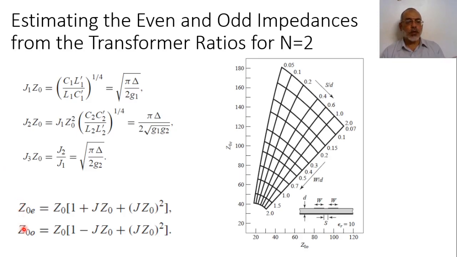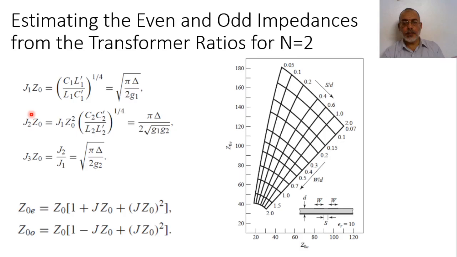From the even impedance and odd impedance, according to their values, we find the intersection point, and from the intersection point, we find the value of the spacing S and the value of the width W. So for each inverter, we are going to determine the value of W and S, which gives the inversion ratio of such inverter. Now, by cascading such coupled transmission line sections, we obtain the performance of the required filter according to these inverters.